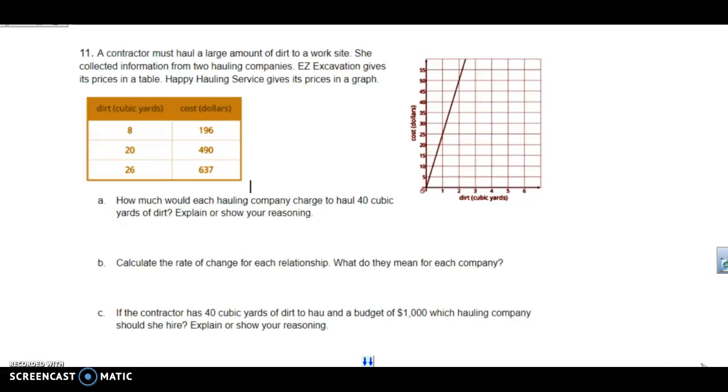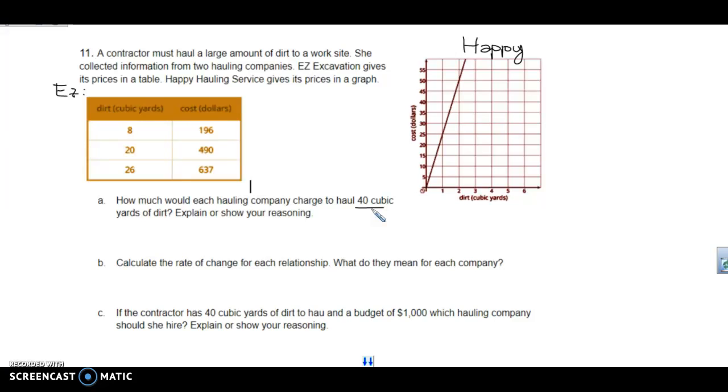Question 11, this is one where you're being asked to compare two things. So a contractor must haul a large amount of dirt to a work site. She collected information from two hauling companies. Easy Excavation gives its price in a table, so the table is going to tell us about Easy Excavation, and then the graph is going to tell us about the Happy Hauling Service. So the first question is, how much would each hauling company charge to haul 40 cubic yards of dirt?